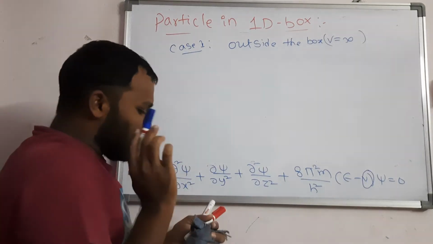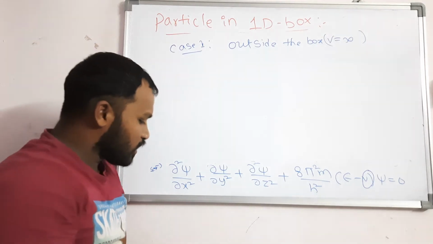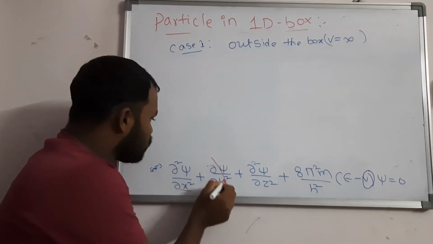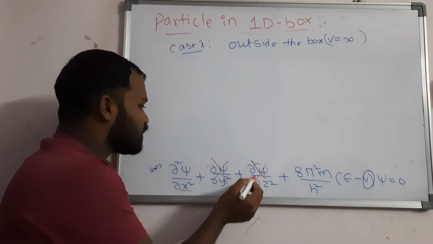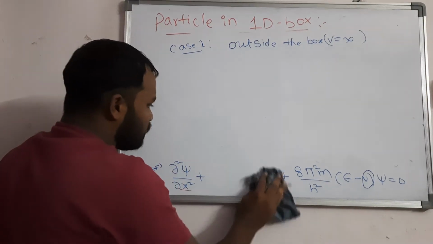And I am talking about only the 1D box, right? So one direction you should take, that is along the x direction. Don't take the y direction and z direction. So I am talking about only the x direction. So you should remove this.